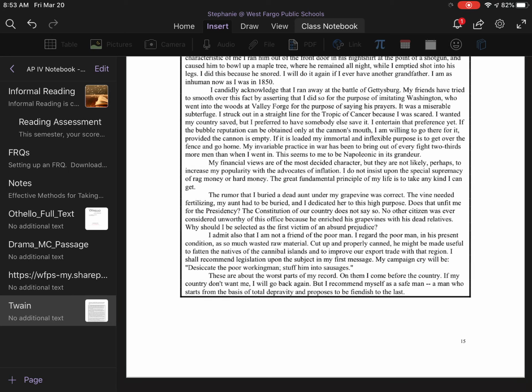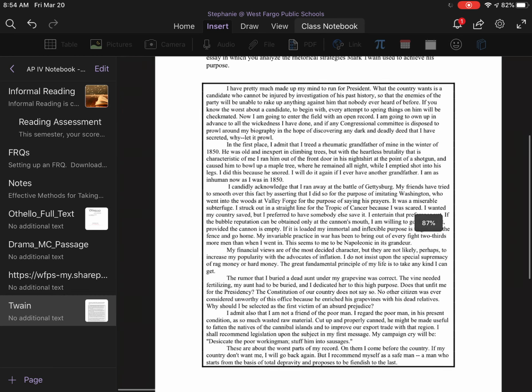I regard the poor man in his present condition as so much wasted raw material. Cut up and properly canned, he might be made useful to fatten the natives of the Cannibal Islands and to improve our export trade with that region. I shall recommend legislation upon the subject in my first message. My campaign cry will be, desiccate the poor working man, stuff him into sausages. These are about the worst parts of my record. On them I come before the country. If my country doesn't want me, I'll go back again. But I recommend myself as a safe man, a man who starts with the basis of total depravity and proposes to be fiendish to the last.